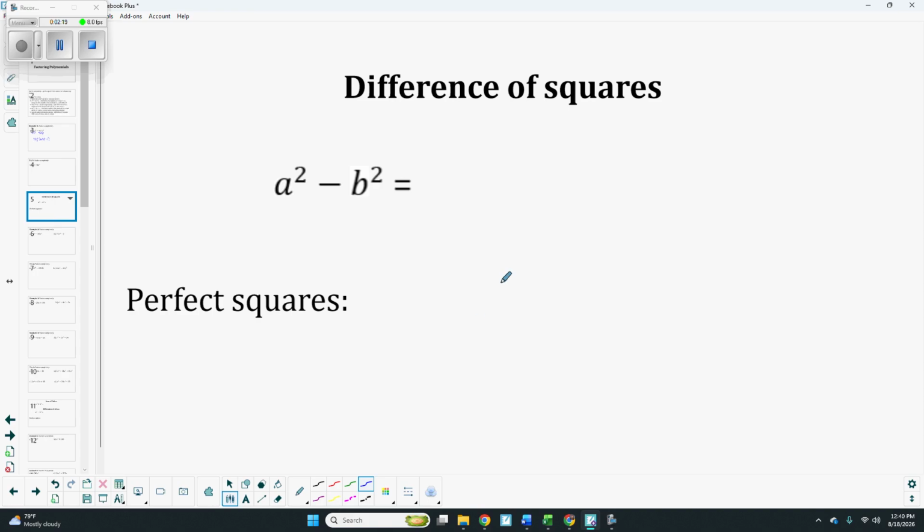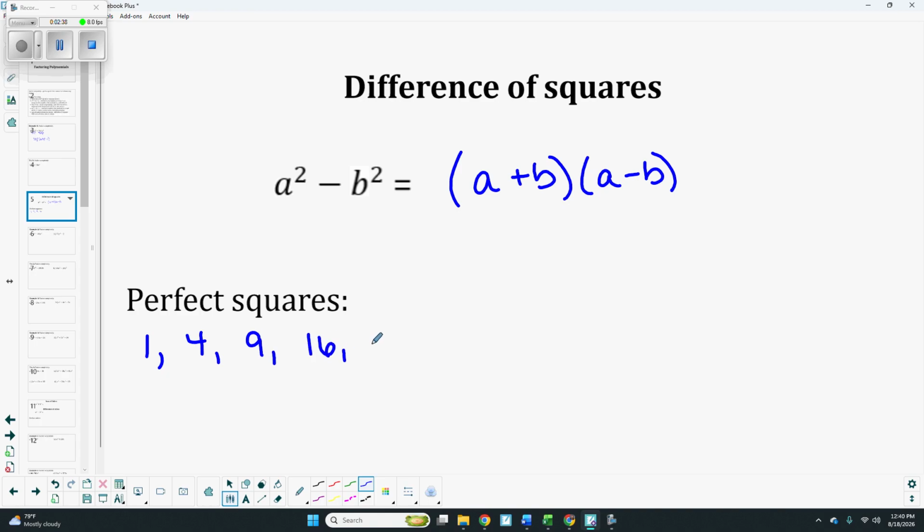So our difference of 2 squares, if it's something squared minus something squared, is going to be a plus b times a minus b. They could have variables on both. It could be just numbers. So our perfect squares, right? So like 1 squared is 1, 2 squared is 4, 3 squared is 9, and we can keep going through all of our perfect squares.